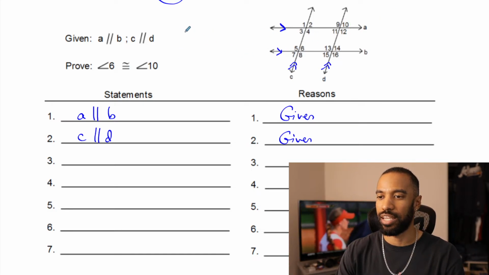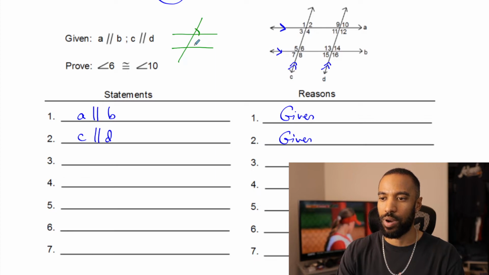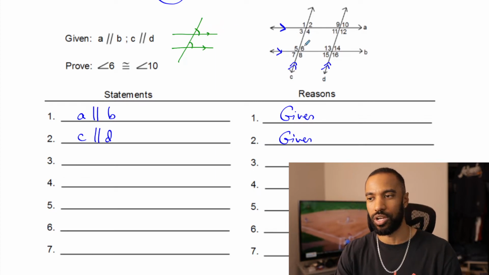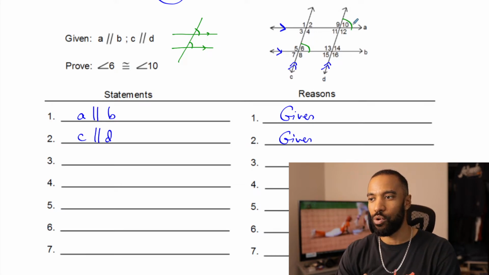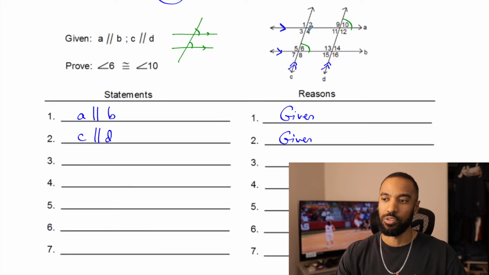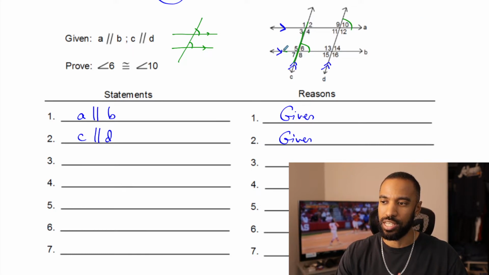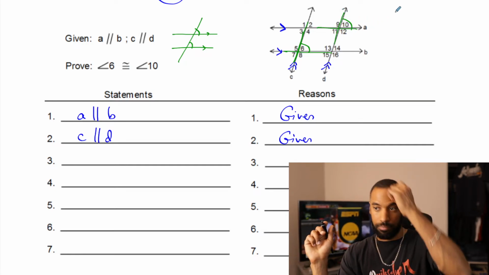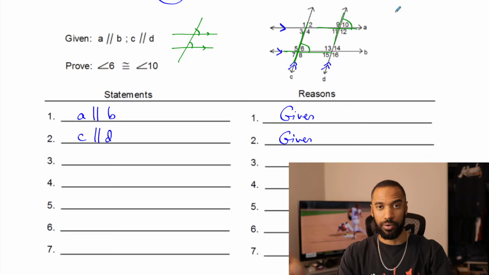You know, corresponding angles are these angles right here, and when two parallel lines are cut by a transversal, then they're congruent to each other. So you almost look at these and you say, corresponding angles. Well, not quite, because they're not cut by a transversal. Angle 6 is formed by lines C and B. Angle 10 is formed by lines D and A, right there. They don't share a transversal. They don't share a line together.